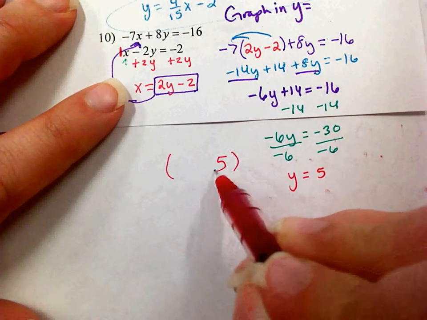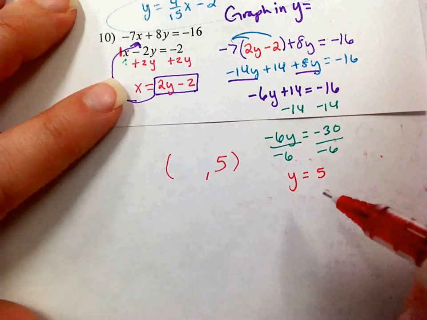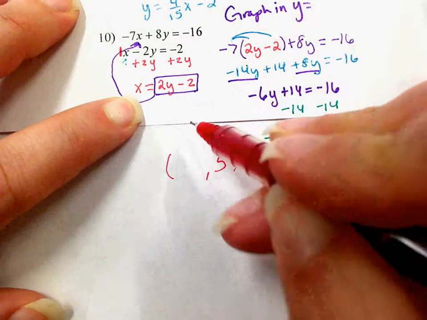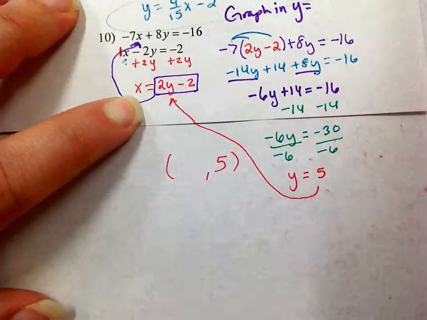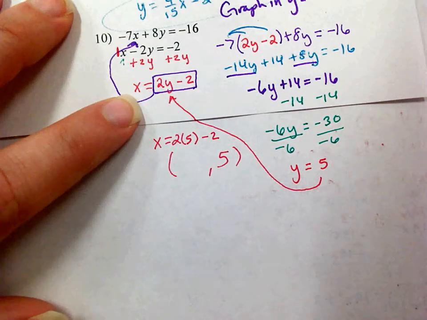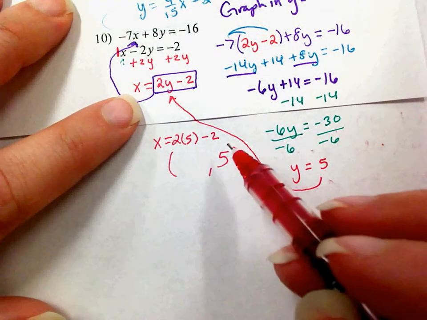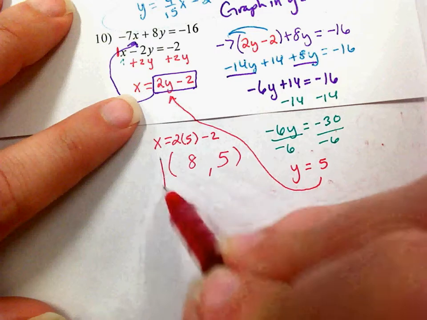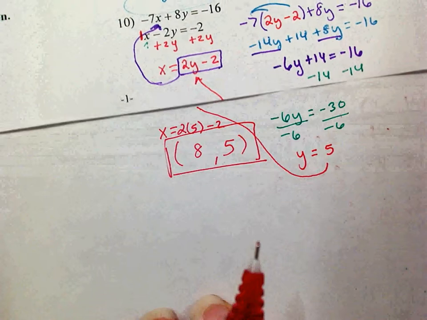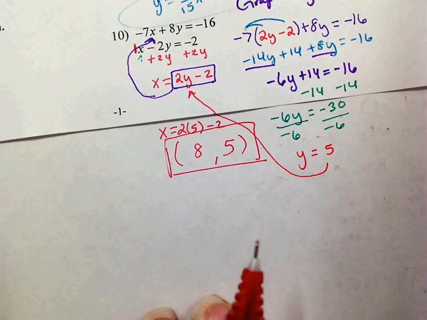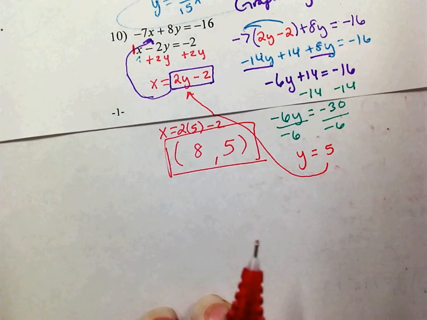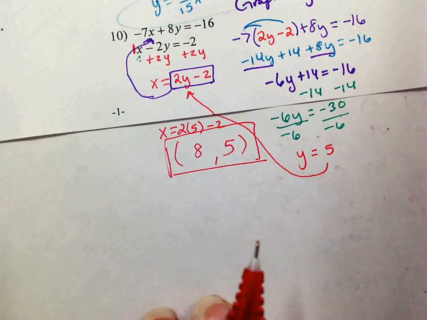Where do I go? Yeah, it'd be easiest to just go right here. If y equals 5, then x equals 2 times 5 minus 2. What's 2 times 5? 10 minus 2? And there's my answer. Okay? Are we okay? Well, we'll do it one more time and see if you're not lost again, okay?